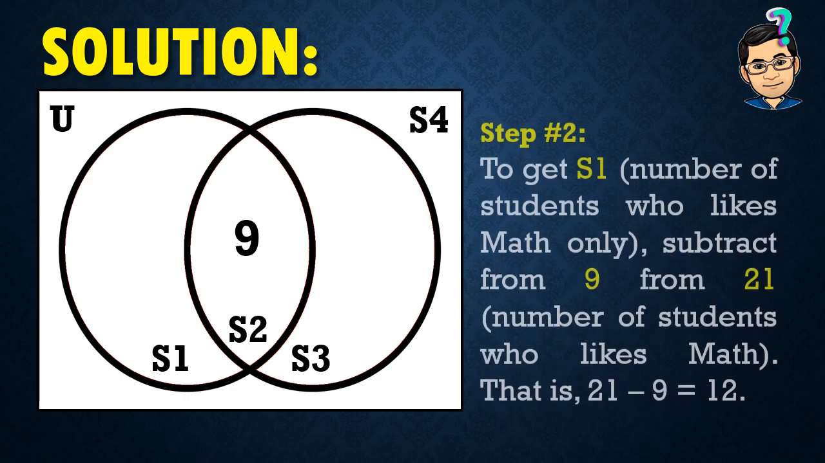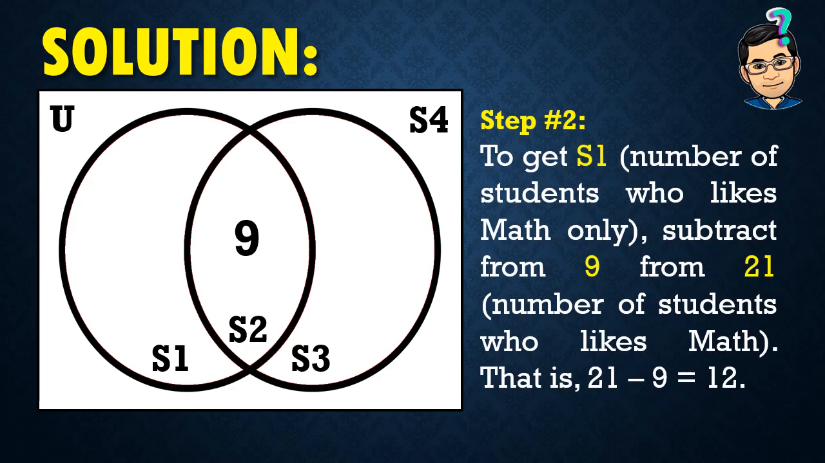Next step, to get S1, these are the number of students who likes math only. Subtract 9 from 21, number of students who likes math. So, ang bilang ng estudyante na may gusto ng math na maaring magkaroon ng intersection math and science or math only ay 21. So, that is 21 minus 9 equals 12. Therefore, there are 12 students who likes math only. So, math lang ang gusto nila. Hindi nila gusto yung ibang subject.